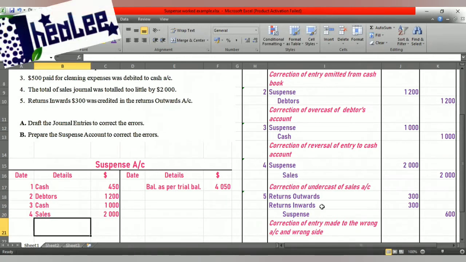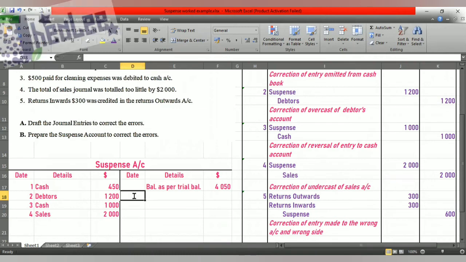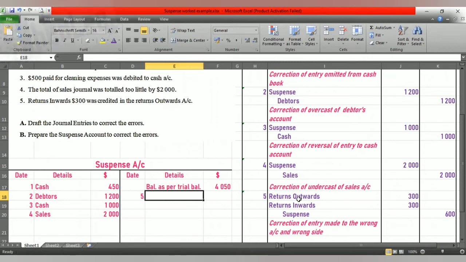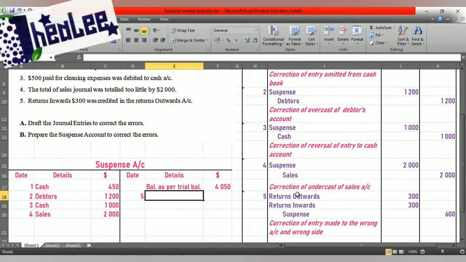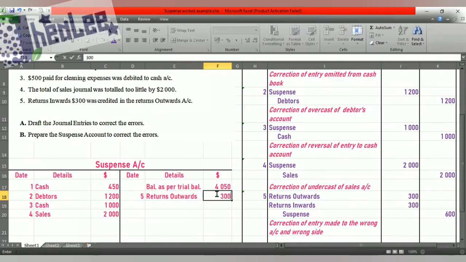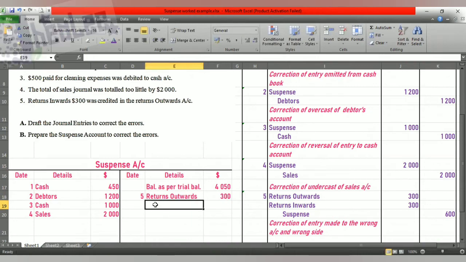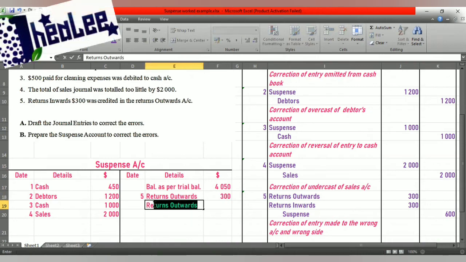Let's move on to number 5. We're seeing based on number 5, now to correct the error, our suspense account is credited. So therefore, we're going to make that credit entry in the suspense account. In making the credit entry, we notice that our return outwards account should be debited with $300. So our details is returns outwards, and the amount is $300. Our return inwards account should be debited as well. So therefore, in the suspense account, the corresponding account is returns inwards as our details.